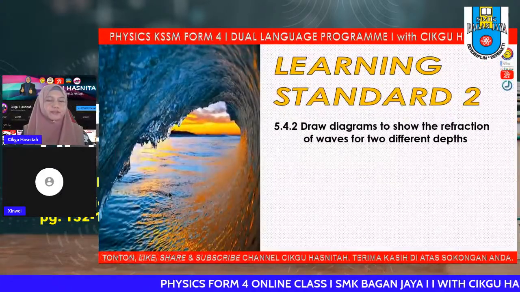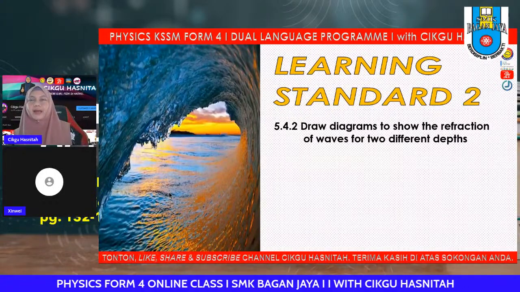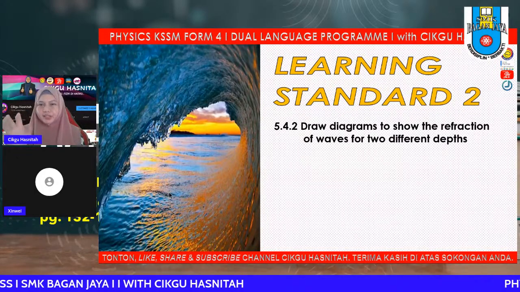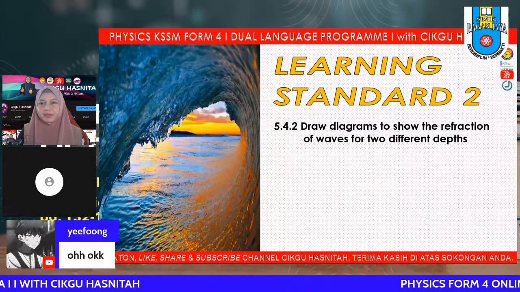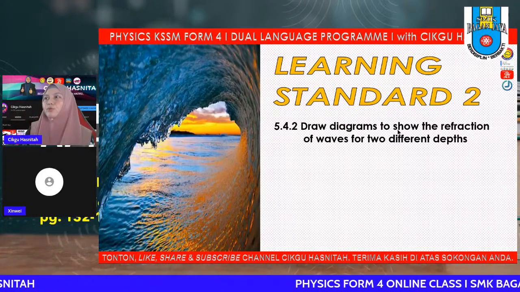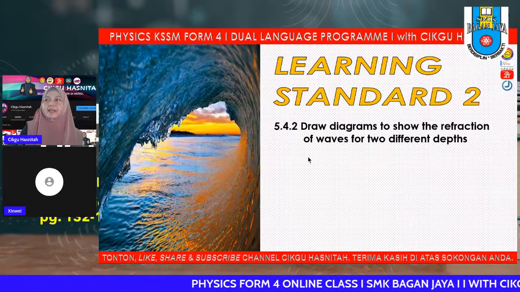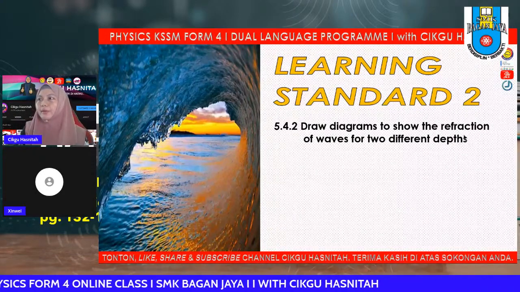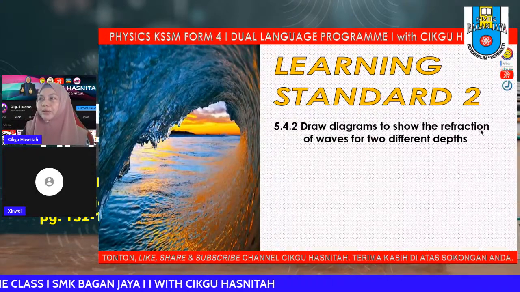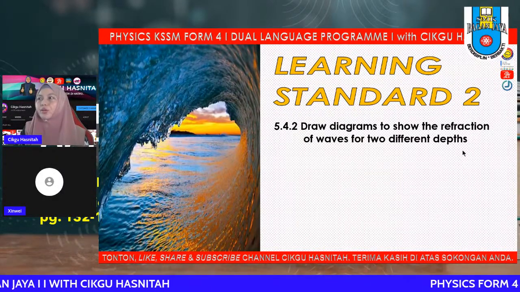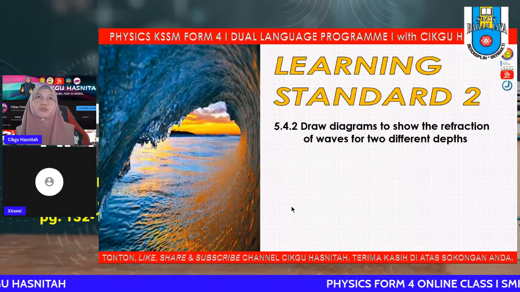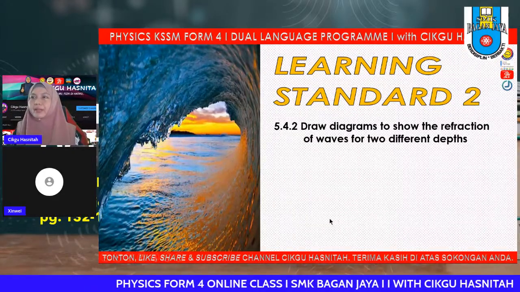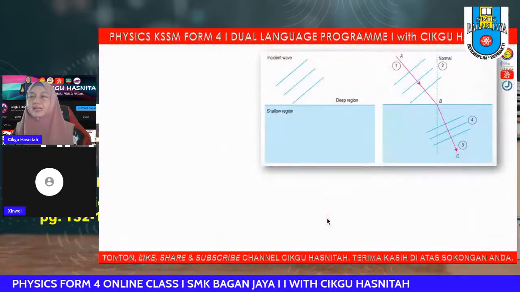Okay, next. Let's check. That is the first learning standard: to know the characteristic of wave, water wave, when traveling from deep to shallow and shallow to deep region. Okay, very good. Then we move to standard 2. Learning standard 2, you must know how to draw diagram to show refraction of wave at 2 different depths. When we are talking about 2 different depths, we must refer to water wave. The two different media are two different depths, shallow and deep region.